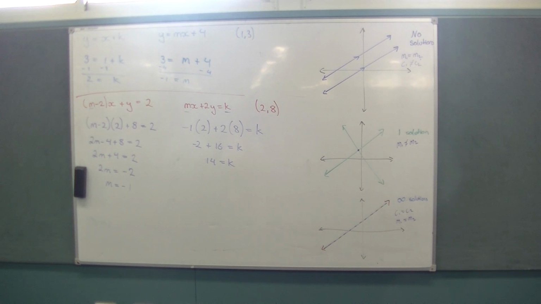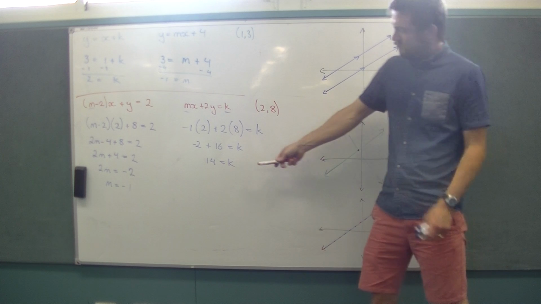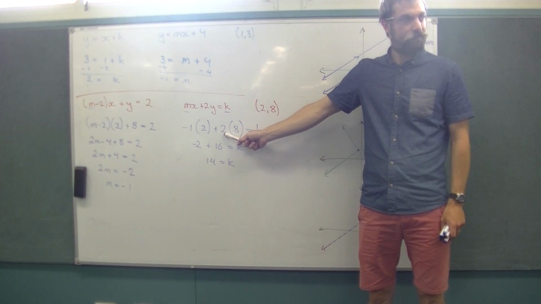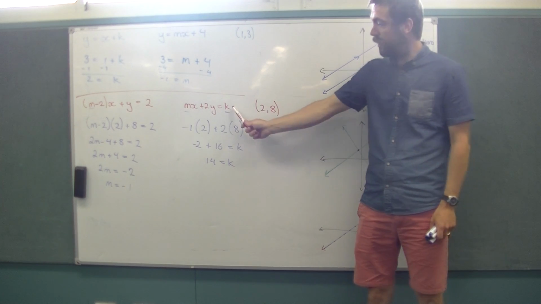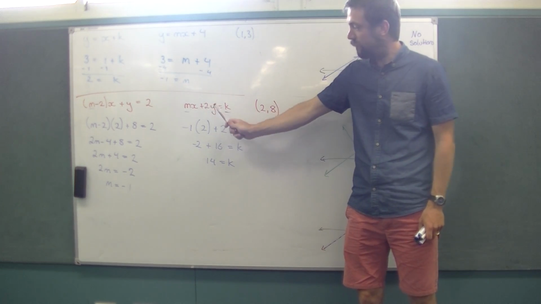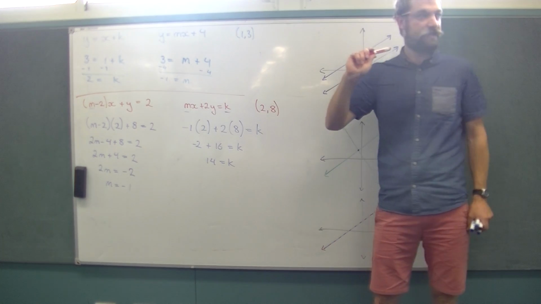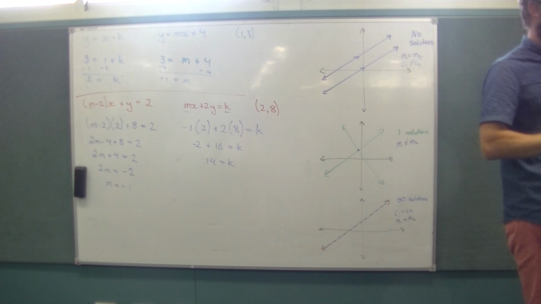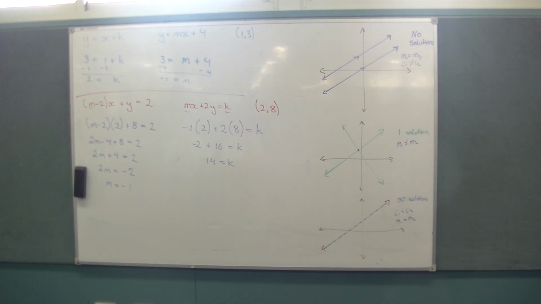Don't you need to divide the last one by 2 because it's 2y? No, but I've already taken care of that here. It's just a straight substitution. All I know is that k equals 2 times whatever y is plus m times whatever x is. So you don't need to take care of that in this case because we're not trying to solve for y, we're trying to find k. Okay? So you don't need to rearrange it.